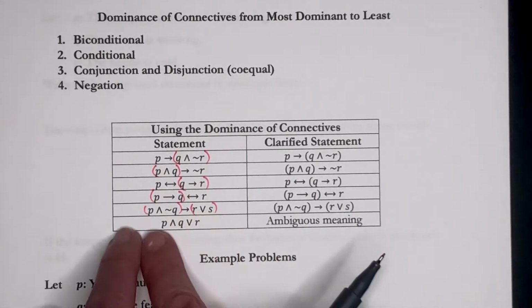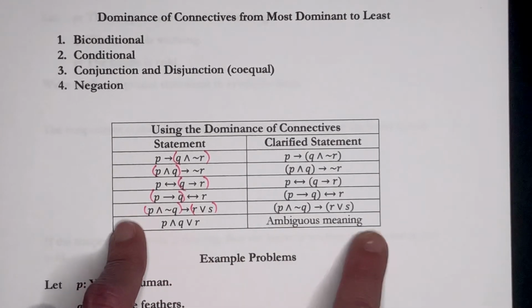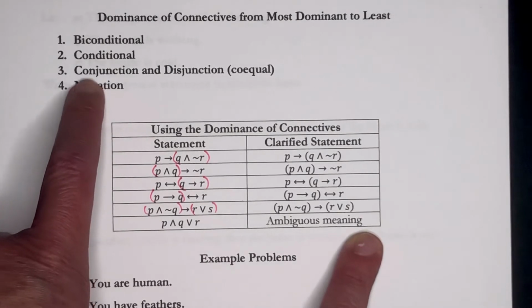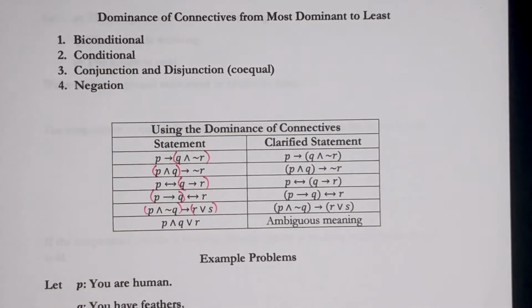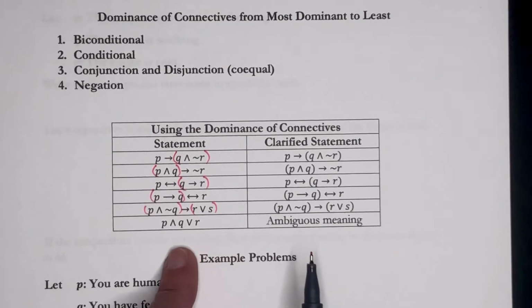And then you could have something like this, P and Q or R. And this is ambiguous. In conjunction and disjunction, they're co-equal. And there's not even the whole work from left to right thing that there is in the order of operations. This is just not clear enough for us to know what they want us to do. Not at all.